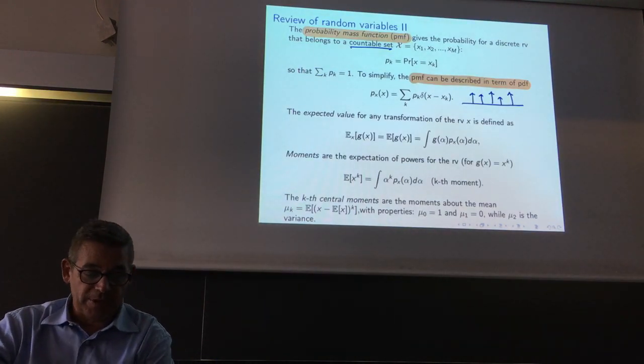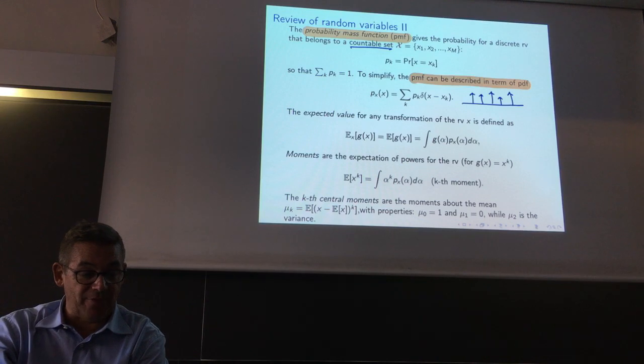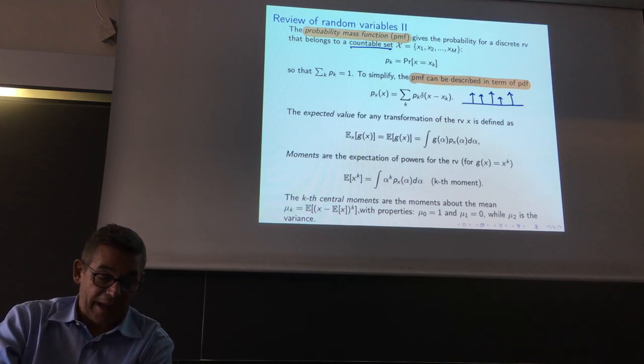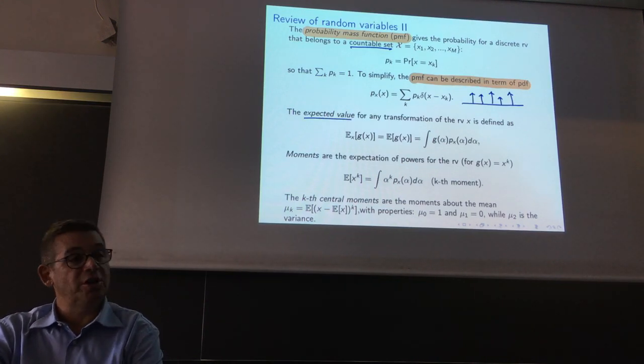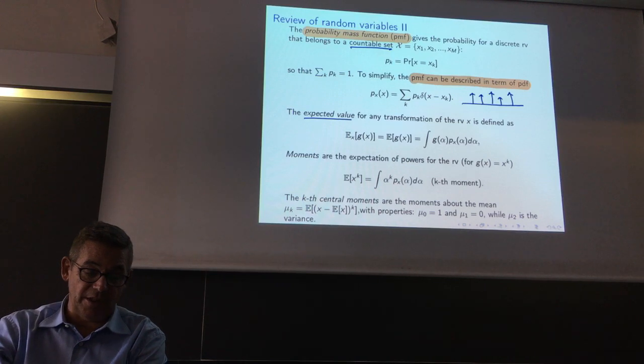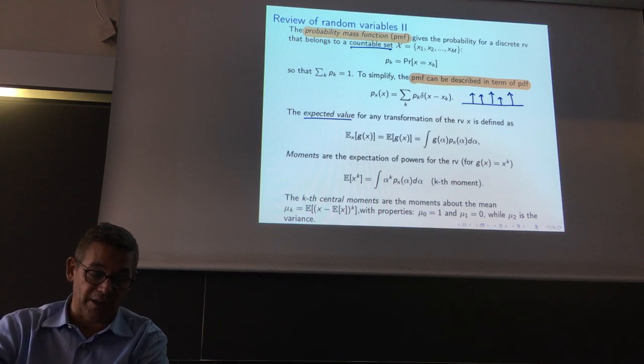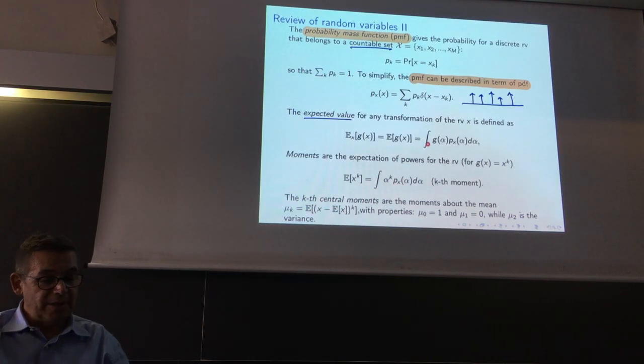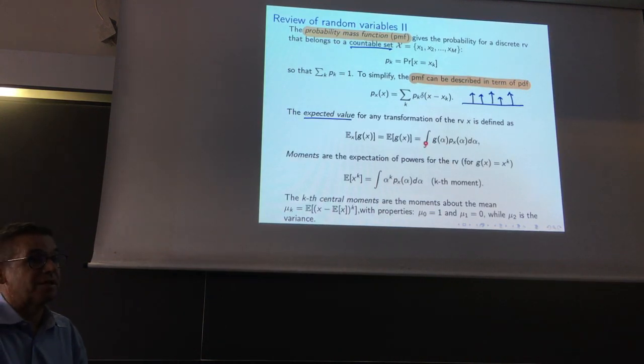Now, we have another property. We can calculate the expected value. The expected value is a function of the corresponding probability density function. So the expected value is the integral. If I indicate the integral, as in this case, the integral goes between minus infinity and plus infinity.